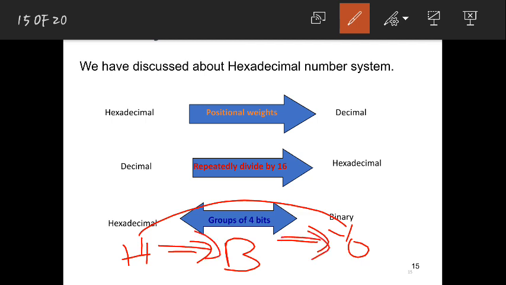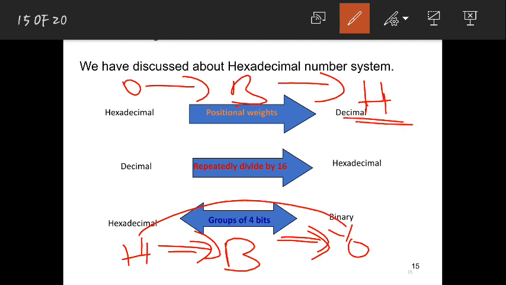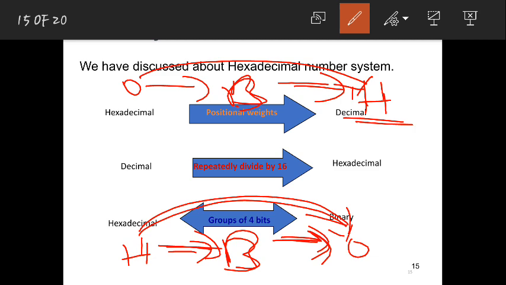If you want to convert from octal to hexa, first convert the octal number to binary. That means each octal digit you represent in 3 bits. After that you will get a complete binary number. That binary number you again make into groups of 4 bits each, then that will become your hexa number. So whenever you want to convert from hexa to octal, convert hexa to binary and binary to octal. Whenever you want to convert from octal to hexa, octal to binary and binary to hexa, that will be easy for you.